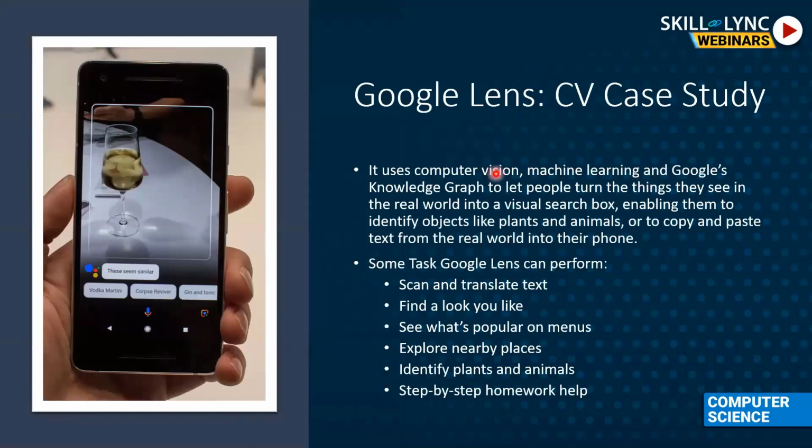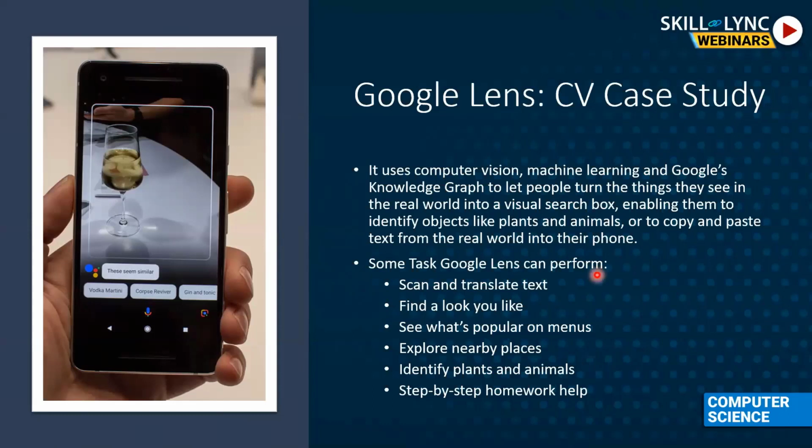And we have Google Lens. We are studying the case study of Google Lens. It's also an app by Google. You can translate text in it. Suppose you are looking at a picture of some dress and you want to see what shoes go with that dress, you can use the Google Lens app for that. You can see what's popular on menus. You can explore nearby places, like which restaurants are nearby to your home.